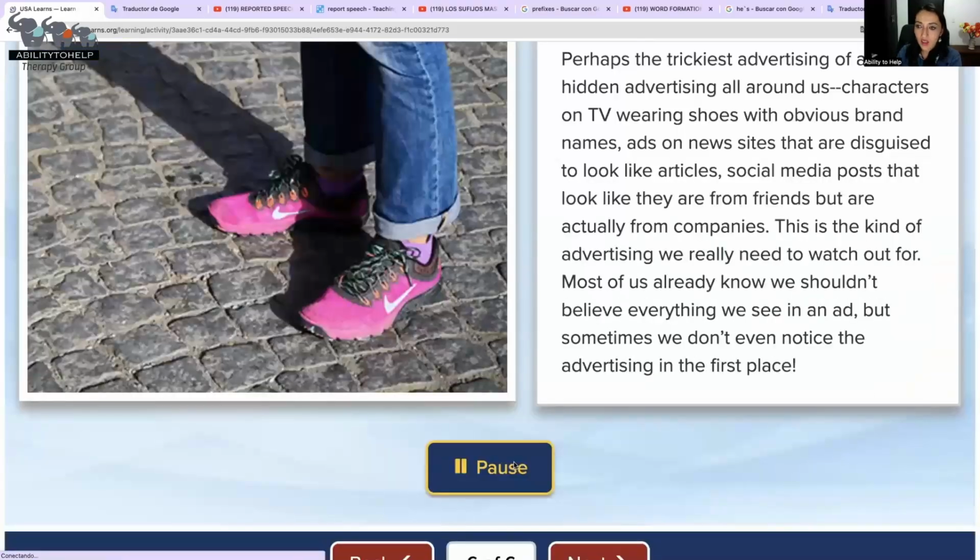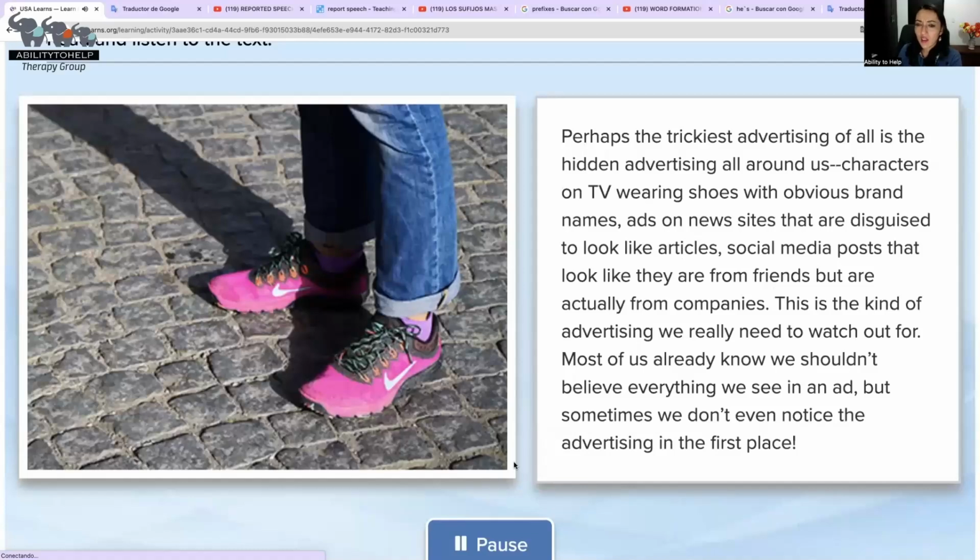Perhaps the trickiest advertising of all is the hidden advertising all around us. Characters on TV wearing shoes with obvious brand names, ads on news sites that are disguised to look like articles, social media posts that look like they are from friends but are actually from companies. This is the kind of advertising we really need to watch out for. Most of us already know we shouldn't believe everything we see in an ad, but sometimes we don't even notice the advertising in the first place.